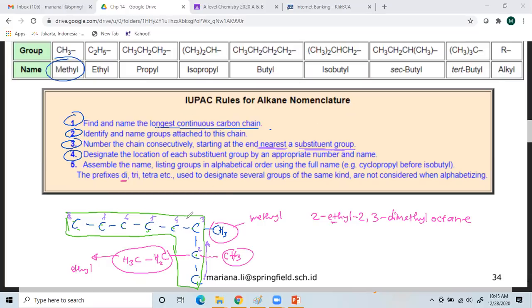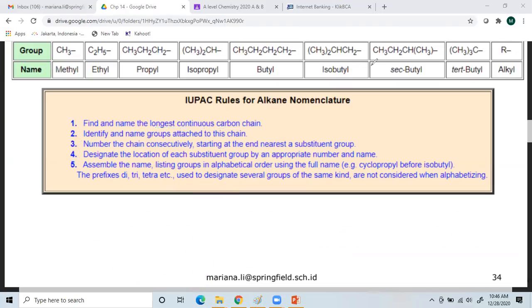So let's say I have one more branch at the fourth C, CH2, CH3. What would the name be now? Okay, the name would be 2,4-diethyl, 2,3-dimethyloctane. Okay, so the prefixes di, tri, etc. will not change the alphabetical order. So you still need to look at the E and the M, not the di or tri or tetra, etc. Okay, let's see one more question.